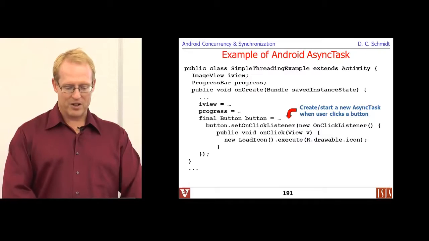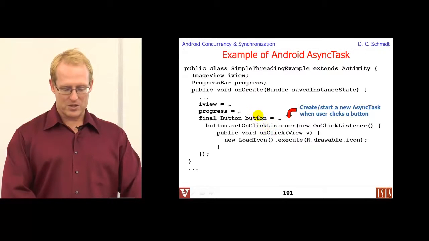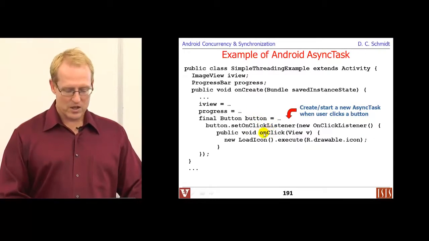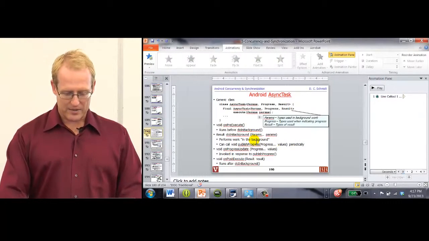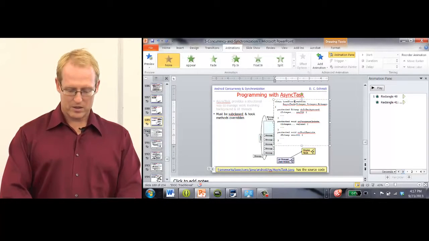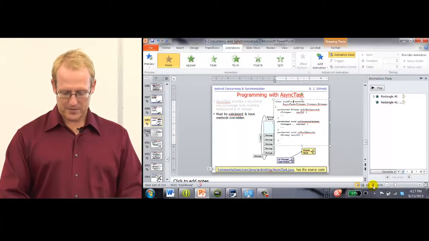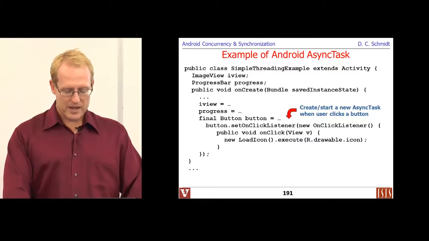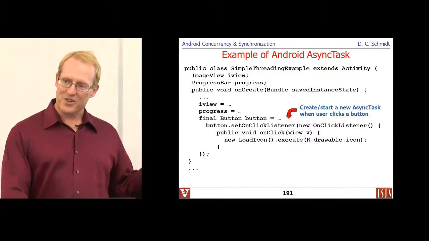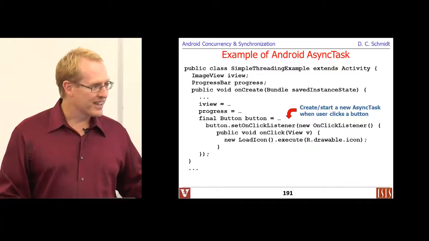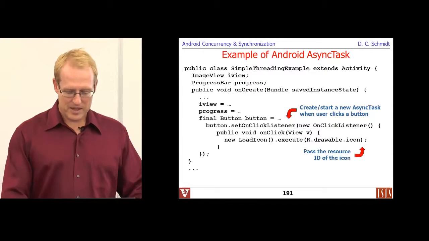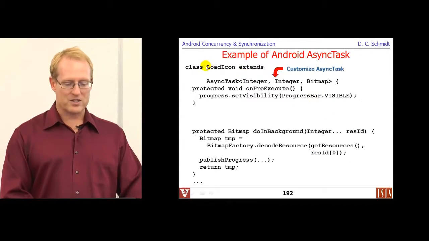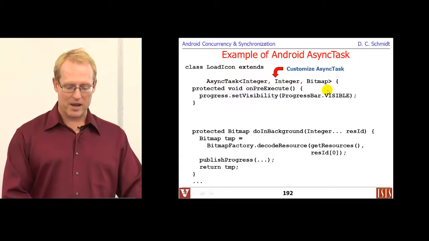Once again, we're going to have our onCreate method, and you can see what it does is it sets a click listener, and when this click listener is called, it goes ahead and calls loadIcon, which should actually be loadIcon, not loadIconTask. It does loadIcon.execute, and the execute is the hook into, it's the template method into the async task. And here's the actual async task. So LoadIcon is an async task that's customized for the parameters we need to be able to pass.